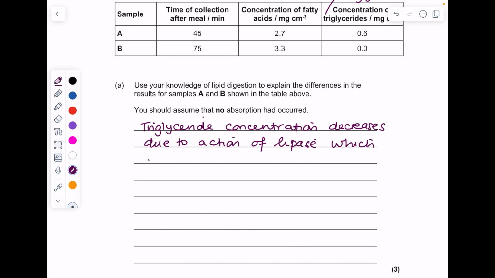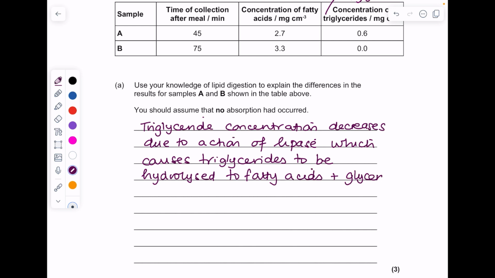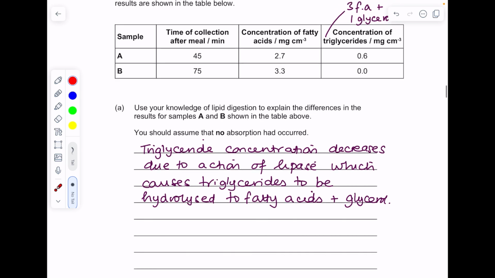Which causes triglycerides to be hydrolyzed to fatty acids and glycerol. And then to get that third mark, just point out that hydrolysis really means that it's the ester bonds between the fatty acids and the glycerol which are breaking.